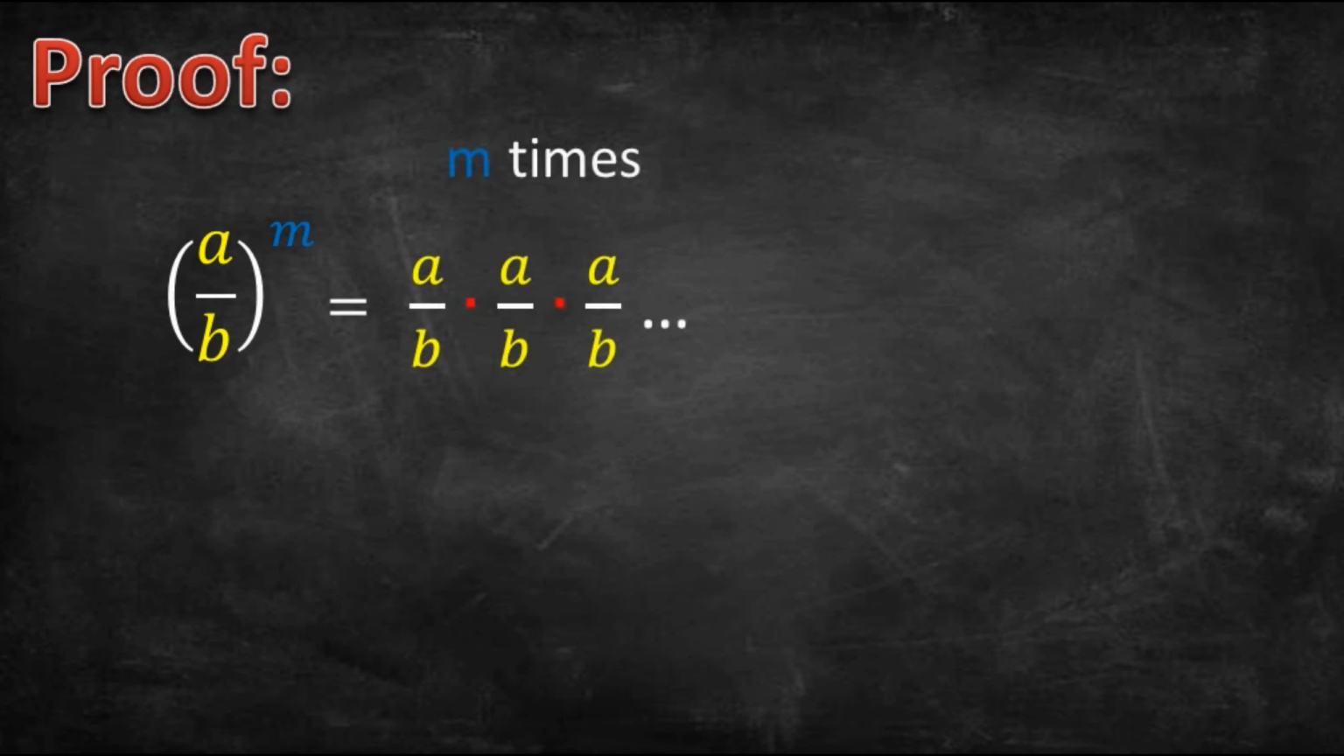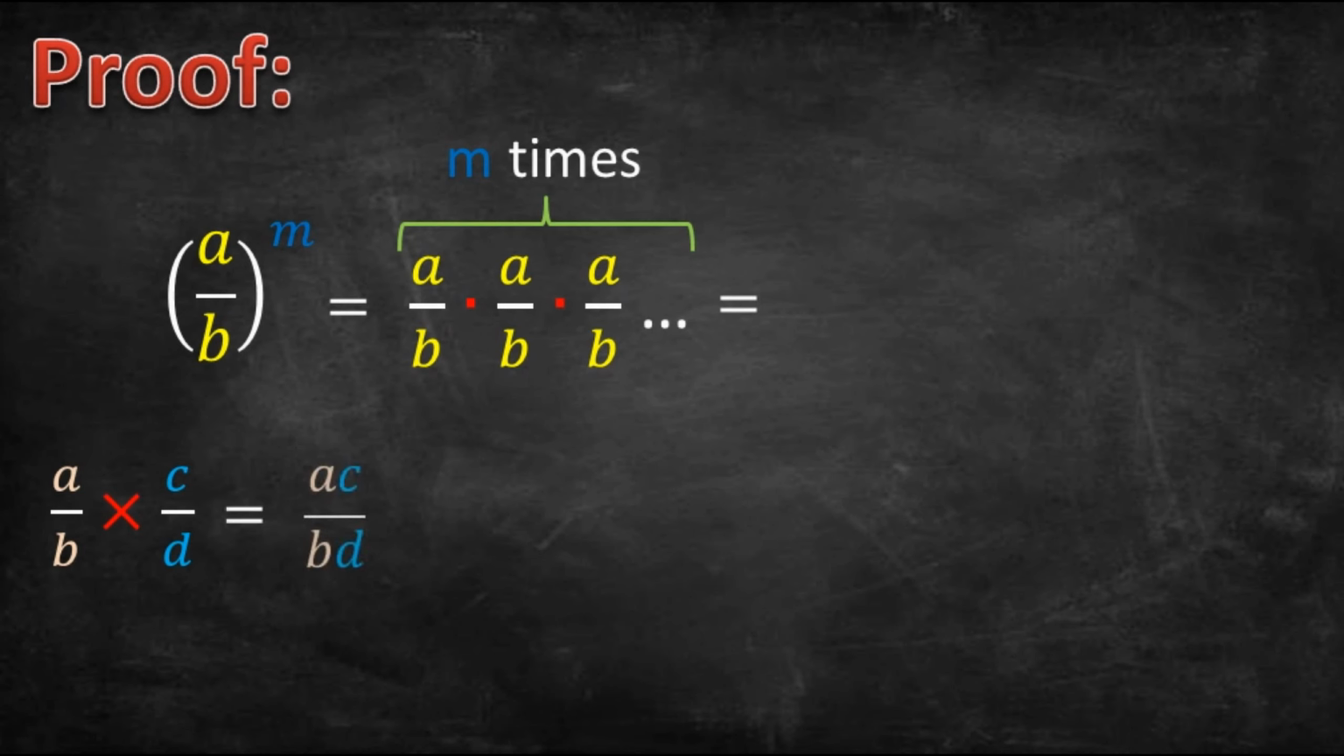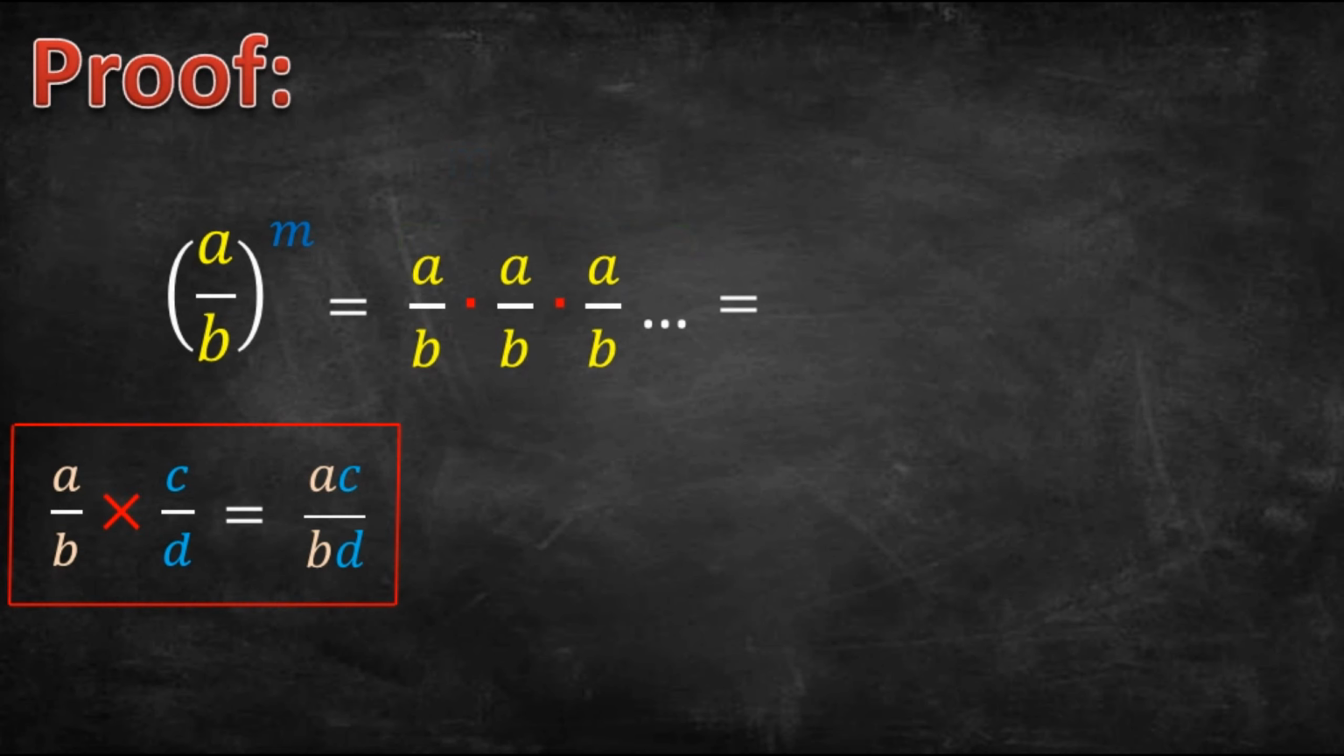Let's look at the proof of the fourth law. (a/b)^m means that we are multiplying the fraction a over b by itself m times. Now we're going to use a basic rule of algebra that says when we multiply fractions, we multiply the numerators and we multiply the denominators. For example, a/b multiplied by c/d equals (a times c)/(b times d).